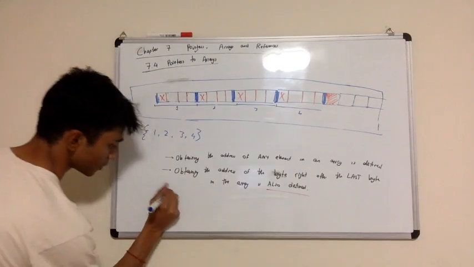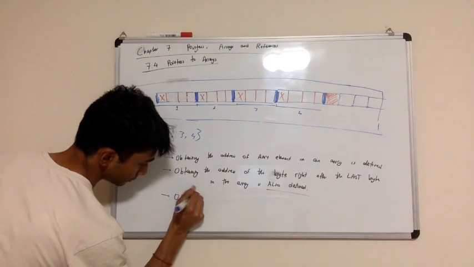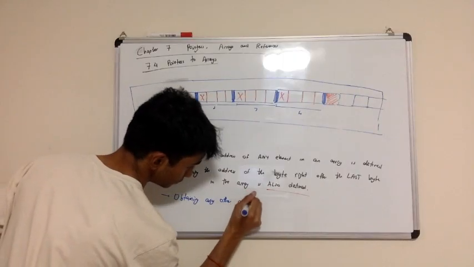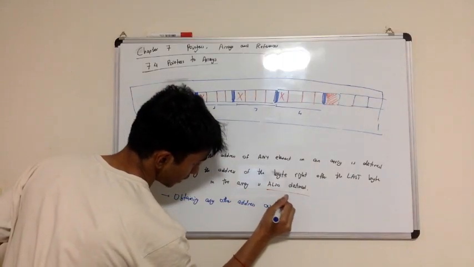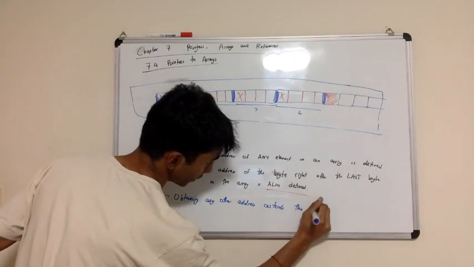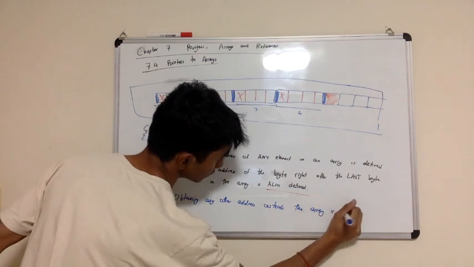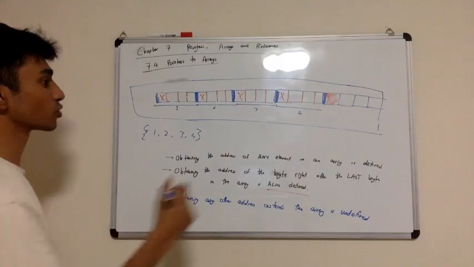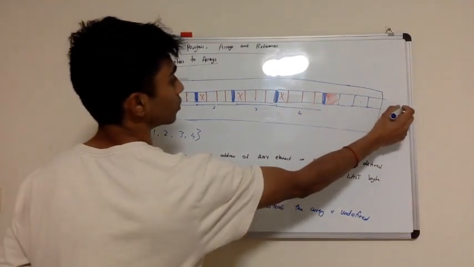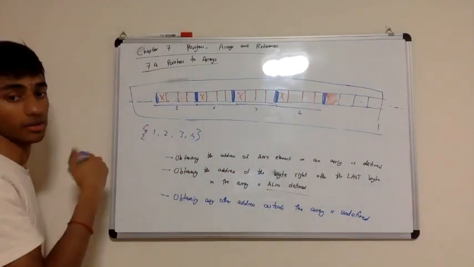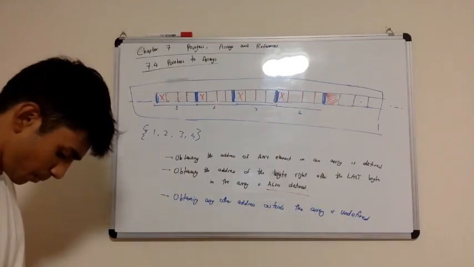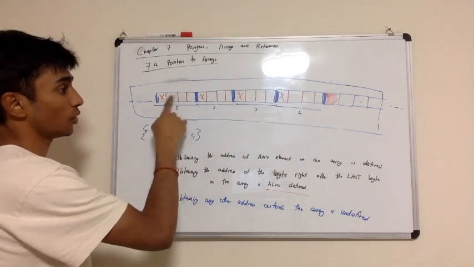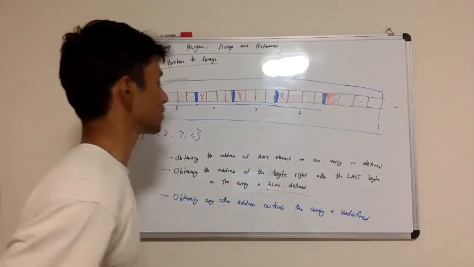And then the last point is that obtaining any other address outside the array is undefined, and it's something you should avoid. So trying to get the address of this byte or anything along here, anything before this one, is a problem, right? So we wouldn't try to do that. But any of the bytes that are with an X, or the one that I colored here, you can get that address, and that's well-defined behavior.